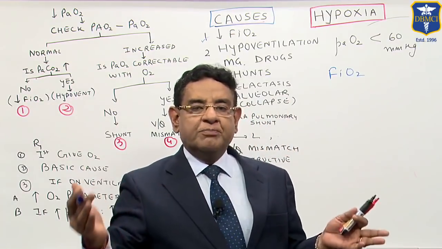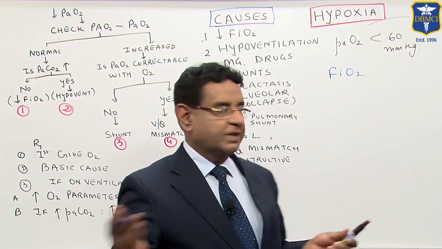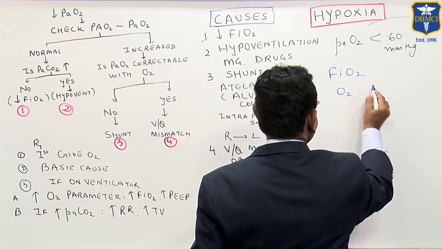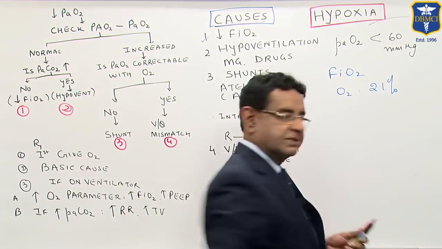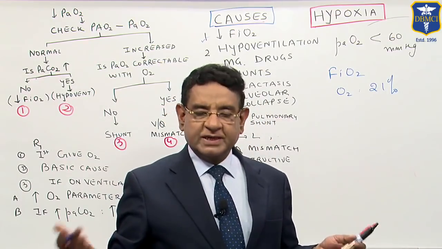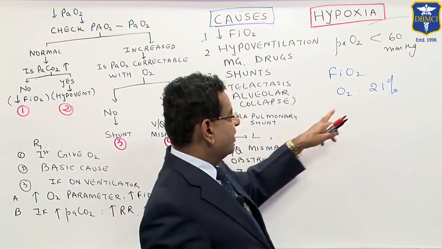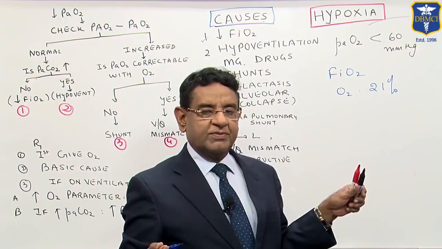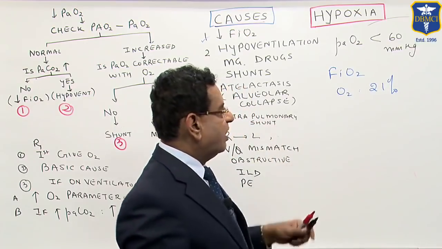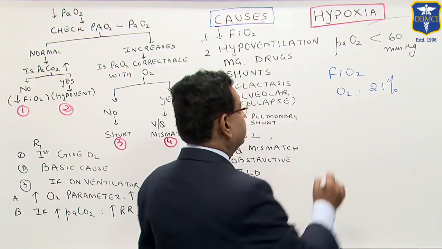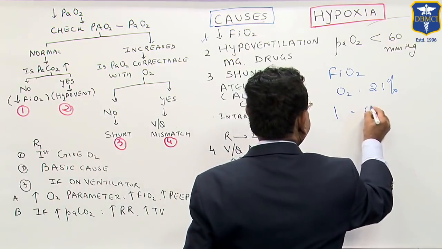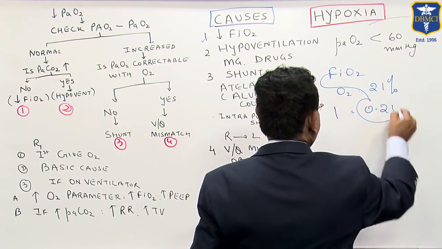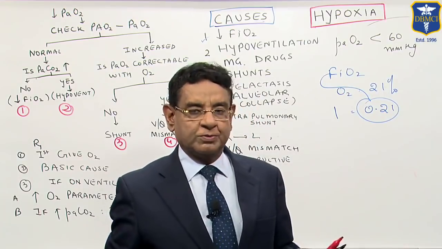Well, we are all breathing from the atmosphere. In the atmosphere the oxygen concentration is 21%, the rest is nitrogen and other gases. So in normal breathing, what you and I are breathing, we are taking 21% oxygen from the atmosphere. On the scale of 100 it is 21. On the scale of 1 it is 0.21. So we call this normal FiO2.